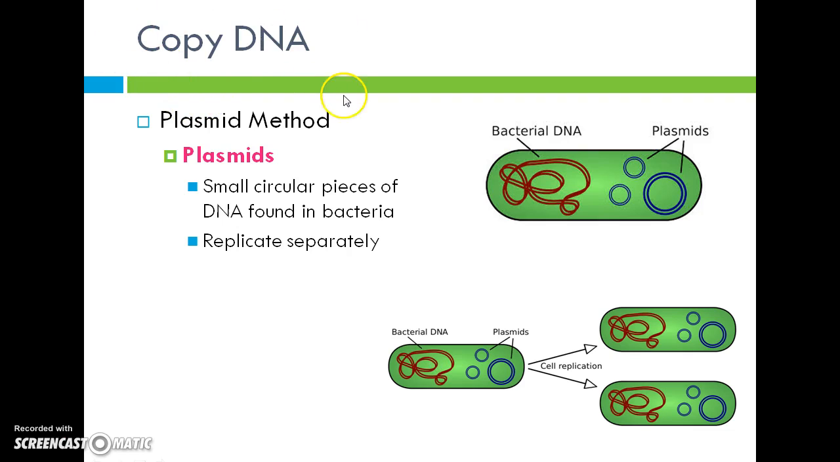So once we've created that brand new DNA molecule, we want to be able to make copies of that new gene. Well, we can do a couple of different things. The first is our plasmid method. Plasmids are small circular pieces of DNA that are found in bacteria. And so we're actually tricking bacteria into copying our DNA for us. The cool thing about these plasmids is that they're separate from the bacterial chromosome. And so they replicate on their own independently of the bacteria's DNA. And so we can use this knowledge to actually get bacteria to copy our new genes for us.